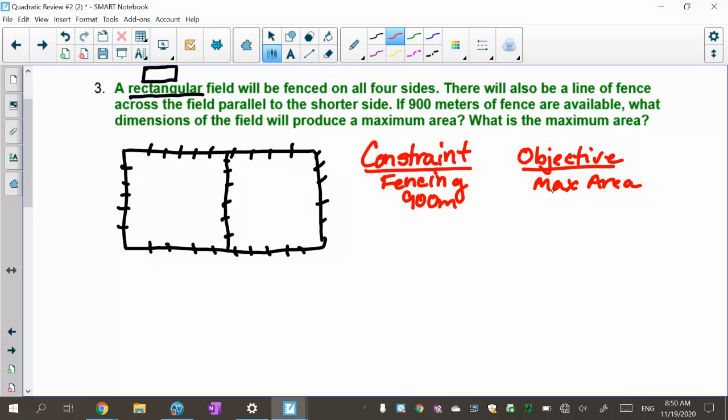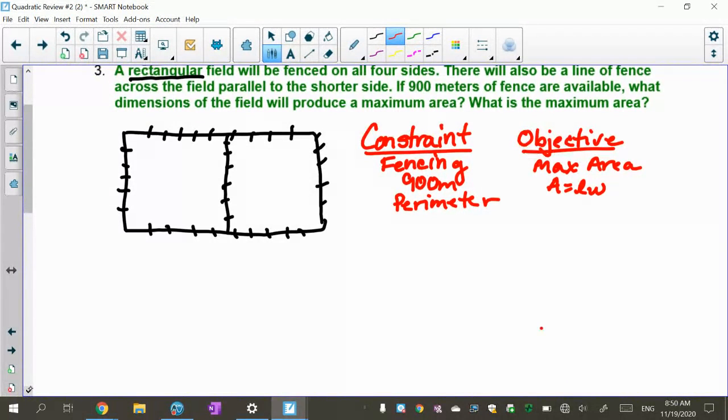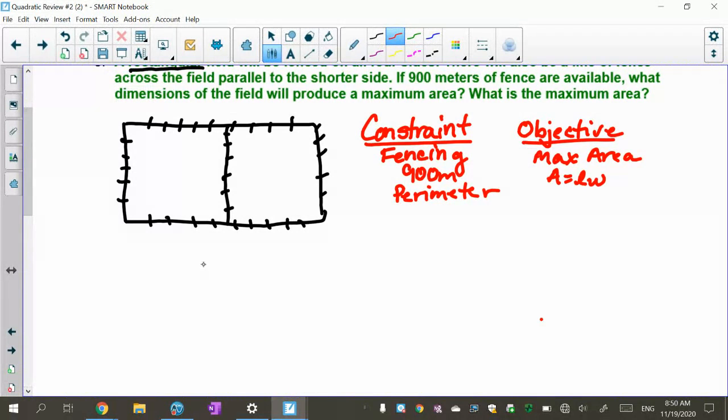Okay, and I know area is length times width of a rectangle. And when I'm doing the constraint of the fencing, I'm actually talking about perimeter. Okay, so I'm going to set this up for you down here. So I'm going to do constraint again, so we can do the algebra. We have a whole page to use. And I've got my objective, which is the max area.